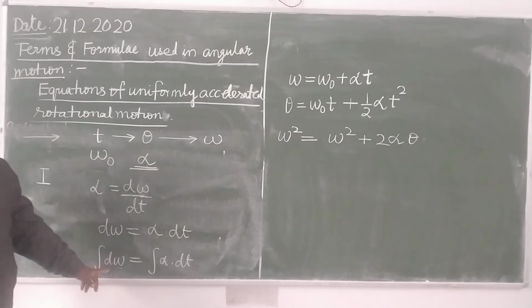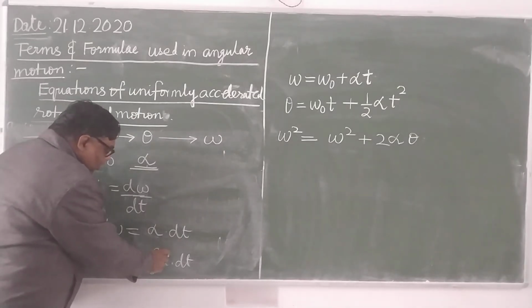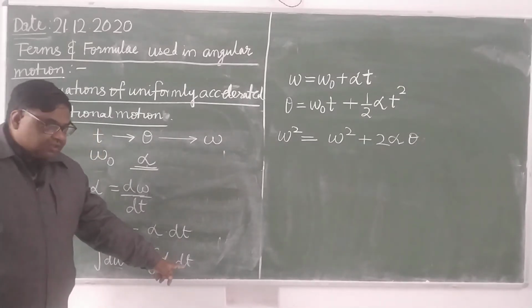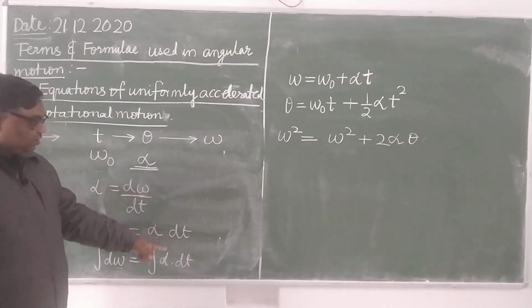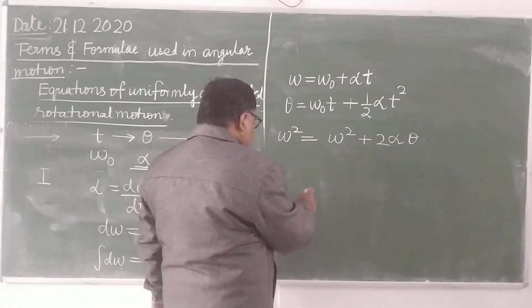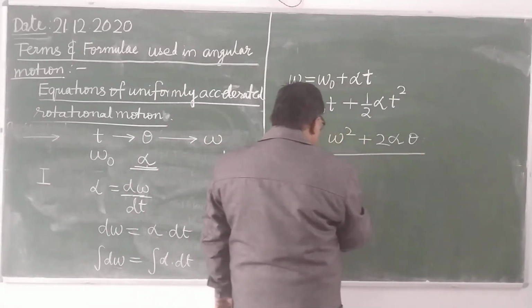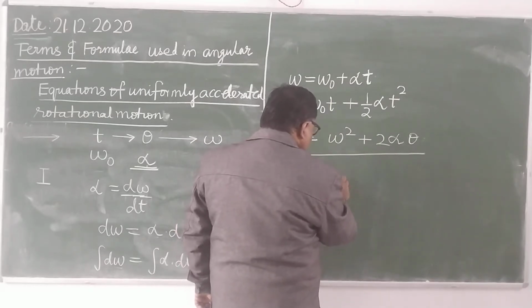On the left hand side, it is integrated over omega. Omega is what? It is the velocity. On the right side, it is integrated over time, and time is changing from t equals 0 to t equals t. So I am substituting the limit. When you substitute the limit, it will be integral d omega equals alpha.